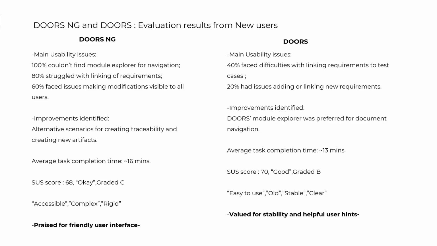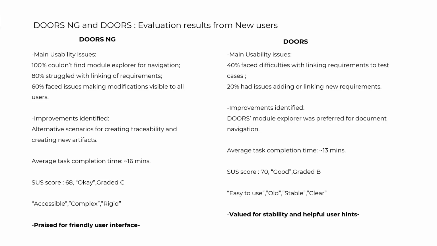There are some valued assets for DNG, such as the alternative scenarios for creating traceability and new artifacts, while in DOORS, the Module Explorer was valued for document navigation. As the average task completion time, 16 minutes were taken for DNG, while 13 minutes for DOORS. The system usability scales for the tools evaluation are quite comparable, 68 for DOORS NG and 70 for DOORS. The chosen cards for DNG are accessible, complex but rigid, while for DOORS are stable, clear.